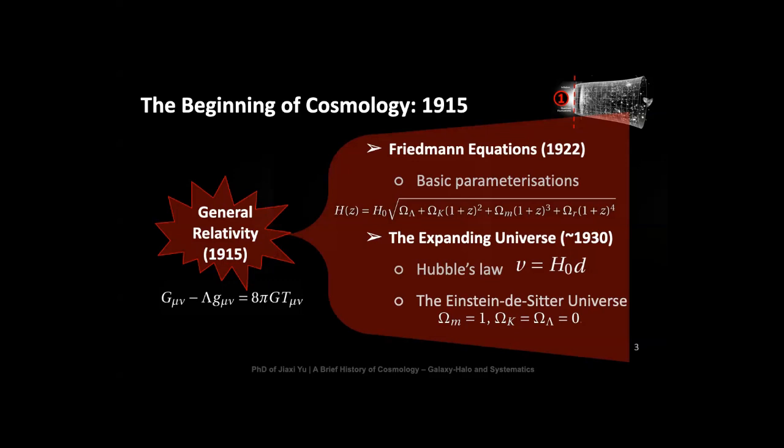And you see that the expansion of the universe is controlled by a number of parameters: omega lambda, omega k, omega m, omega r. Lambda is the cosmological constant. K describes the curvature of the universe. M describes the matter content in the universe. R describes the radiation in the universe, so basically photons and neutrinos.